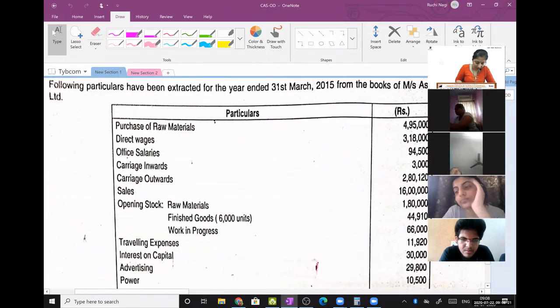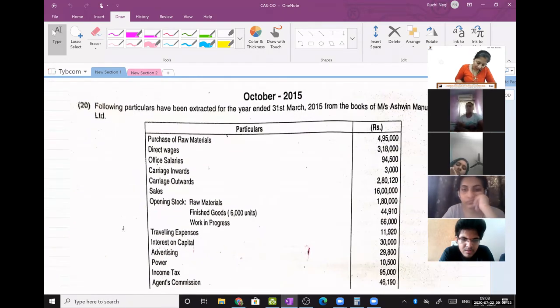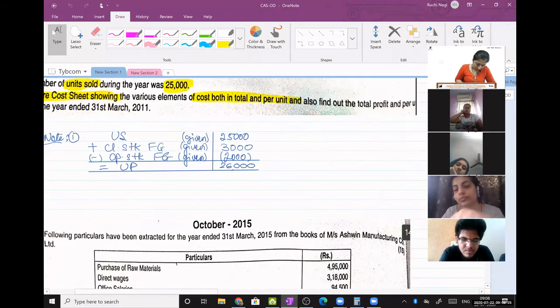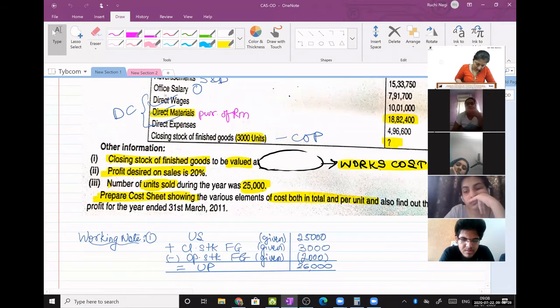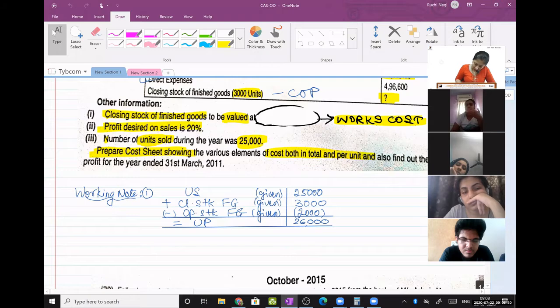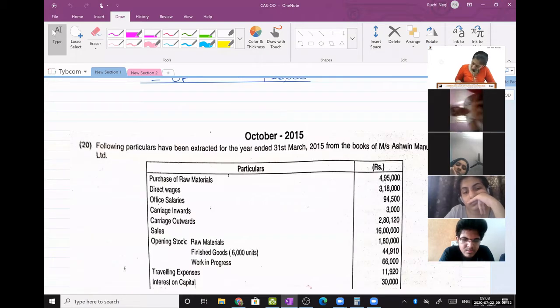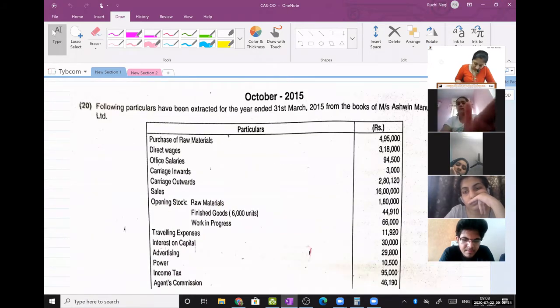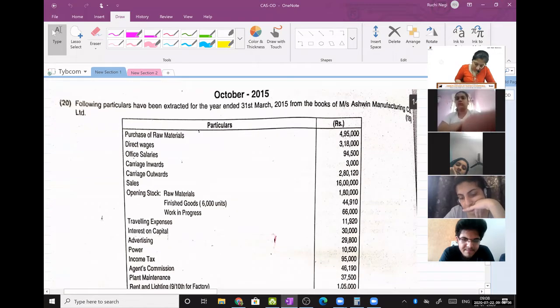Let us discuss this question. Question number 20. I was supposed to do question number 16 today, but that I will discuss with you all and I can give you as a part of homework because that's easy. Let's go through question number 20.